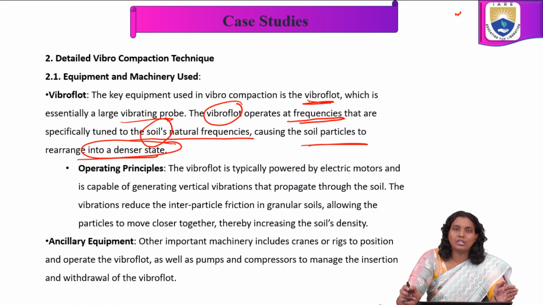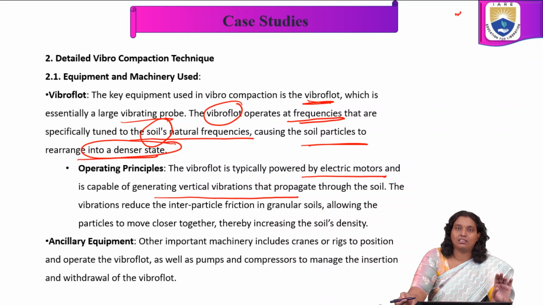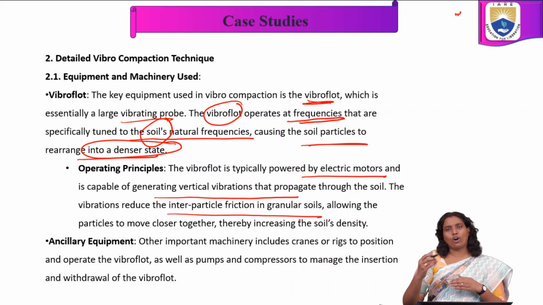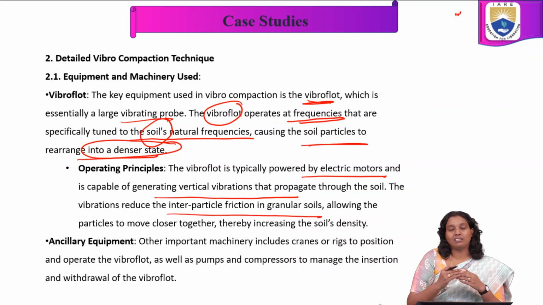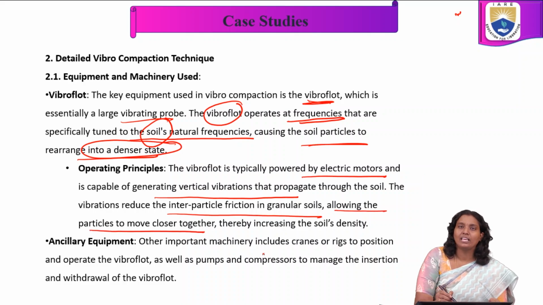As for the operating principle, the Vibro float is typically powered by electric motors and is capable of generating vertical vibrations that propagate through the soil. The vibrations reduce the interparticle friction in granular soils. It automatically reduces the friction between the particles, which leads to densifying the soil, allowing the particles to move closer together, thereby increasing the soil's density.